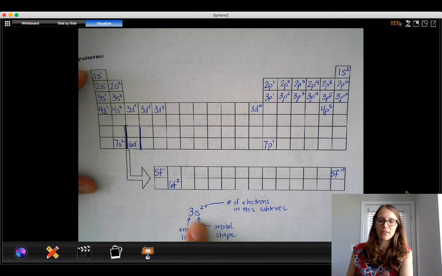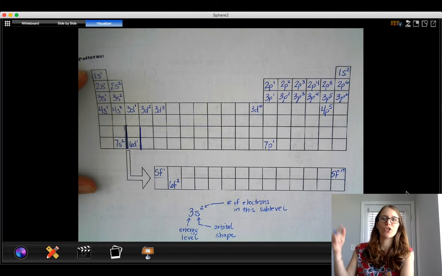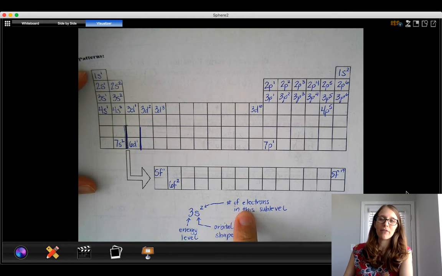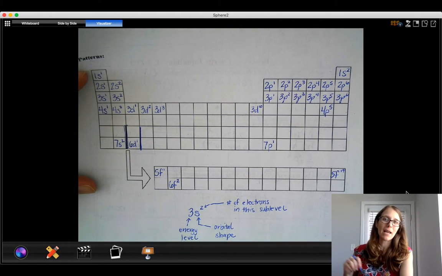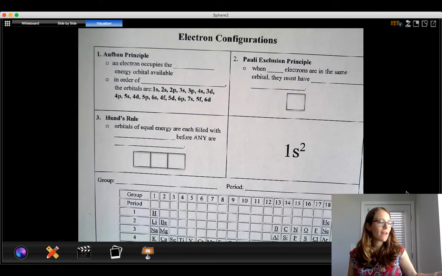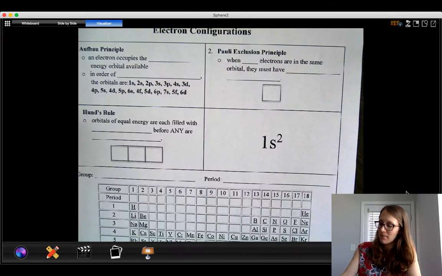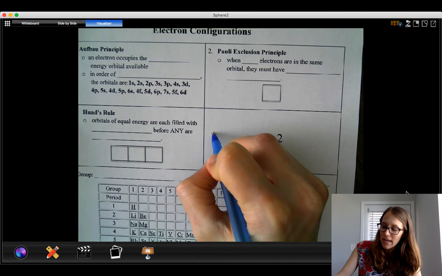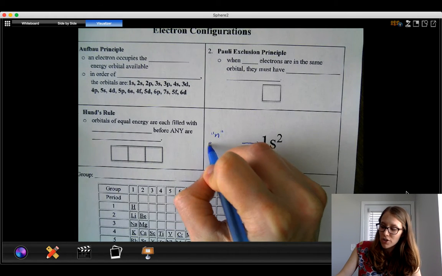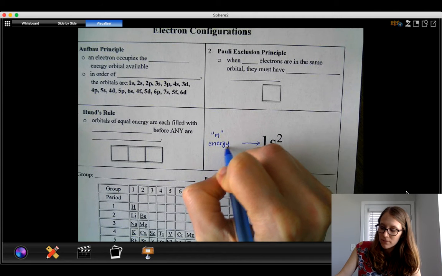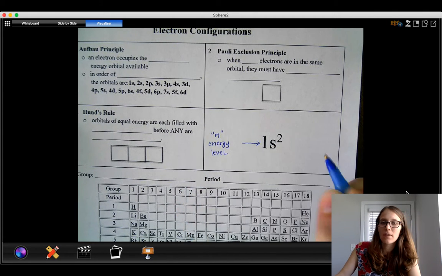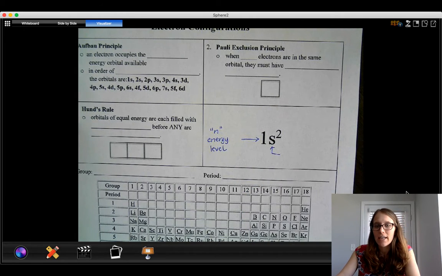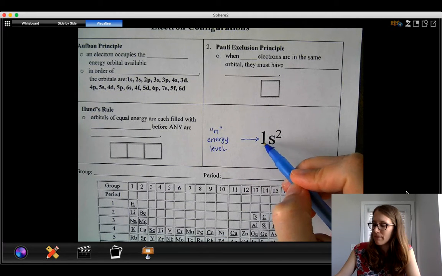The letter tells us what the shape that these electrons are moving in looks like. And then the exponent tells us the number of electrons that are moving in that type of orbital. So on page 7, I'm going to write basically the same thing again. This number is called N, which is our energy level. Okay, so again, that tells us how far away from the nucleus the electrons are located. In this case, ring number 1.